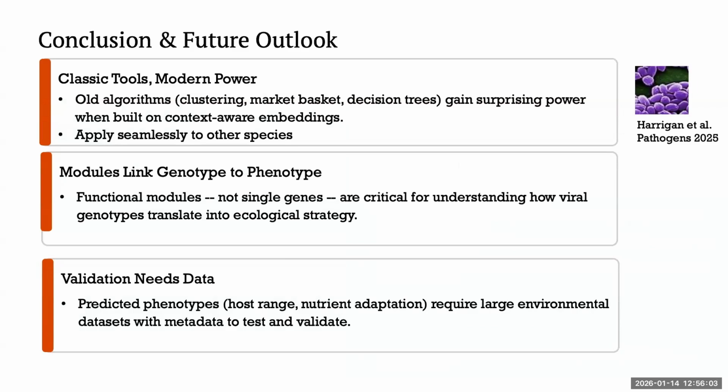So the conclusions that I'd like you to hopefully leave with is that classic tools are fantastic, but we're definitely in an era where AI has made huge dents in a lot of things that are relevant to us. And so perhaps adapting the classic tools to the modern power is the way to go. By doing this, we see that we've gained surprising power when building context-aware embeddings. And as I mentioned, we use embeddings for everything that we used to use sequence for. We don't use sequence anymore. We use embeddings for everything that we do, and they can be applied to pretty much any species, right?